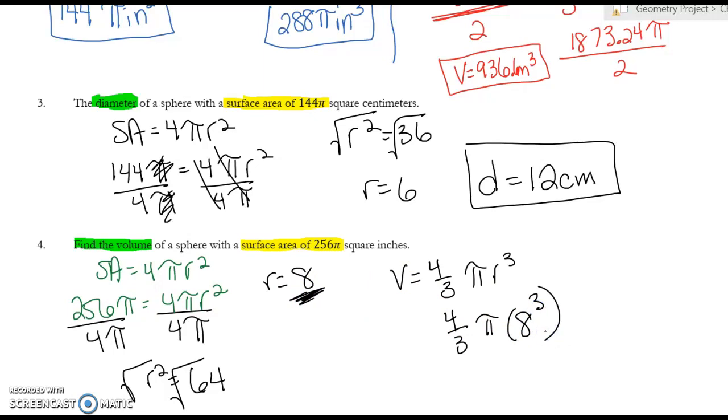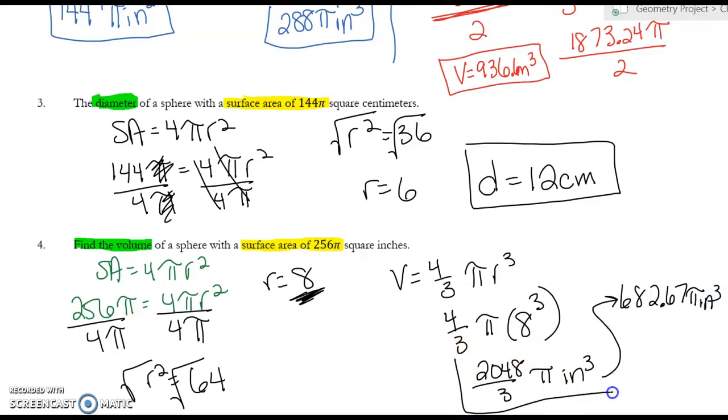Okay, and I know that 3 is not going to go into either of those, so I'm going to keep mine as a fraction. So I'm going to have 2048 over 3 pi inches cubed. But if you really don't like that, you can go ahead and divide by 3, and you're going to get 682.67 pi inches cubed. Both of those answers are acceptable. It just depends on what you prefer.